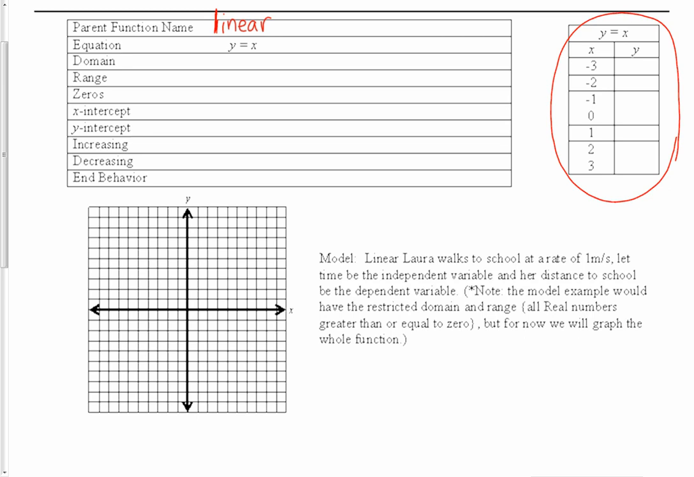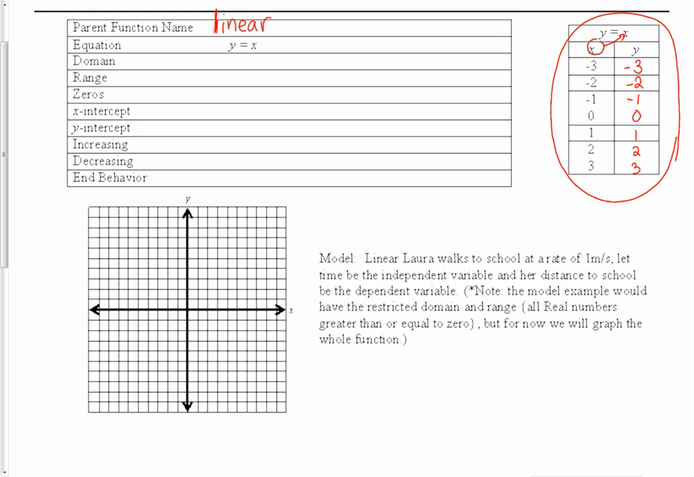This function says y is equal to x. So whatever you want to pick and put in for the x, the y you get out is going to be the same thing. If x is negative 3, y is negative 3. If x is negative 2, y is negative 2. And so on down the line. Whatever x equals, y is equal to as well.